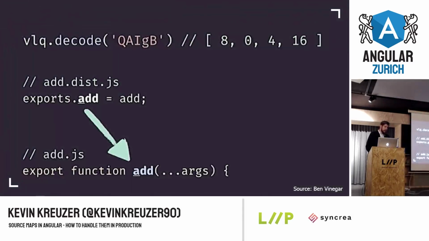So here's an example, we have the compiled code, exports.add, and below we have the function, and we say line 8 maps to the file at index 0, which is add.js, at line 4 and column 16. So it's basically how it maps the different stuff.